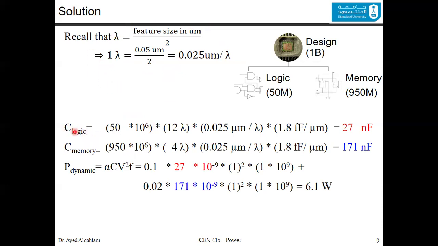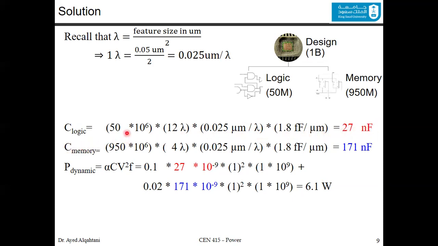Now we will calculate the C logic and the C memory in terms of farad. The way to do this, we will say how many logic gates we have. We have 50 million. Each one of them is 12 lambda, which is multiplied by 0.025 micrometer per lambda. So the lambda will go away, and now you convert to micrometer. Now we multiply this by the addition of both capacitances, which is 1 femtofarad plus 0.8 femtofarad per micrometer. Now the micrometer will go away too, and you will end up with only farad. The total is 27 nanofarad if you do this calculation.